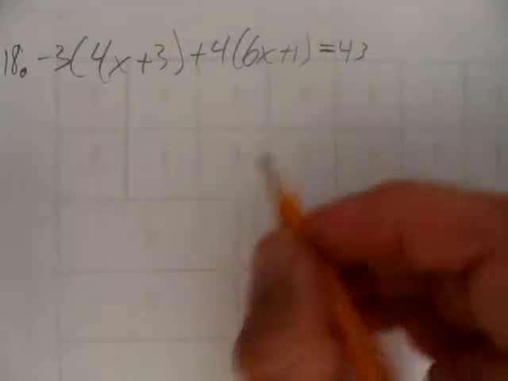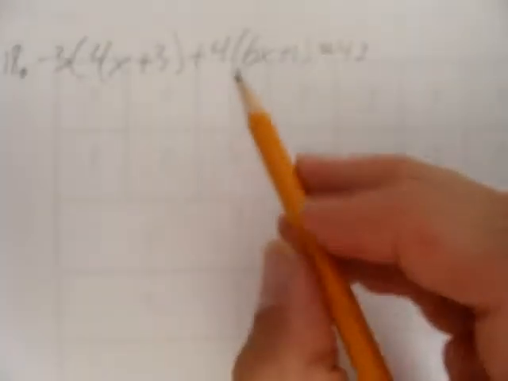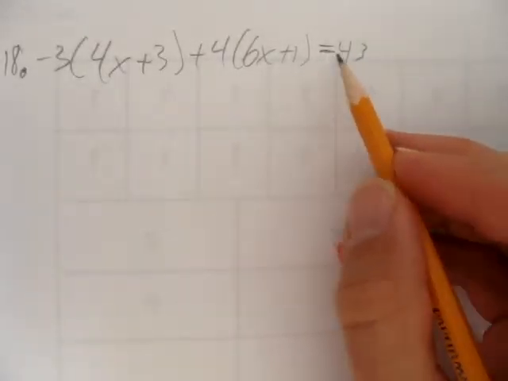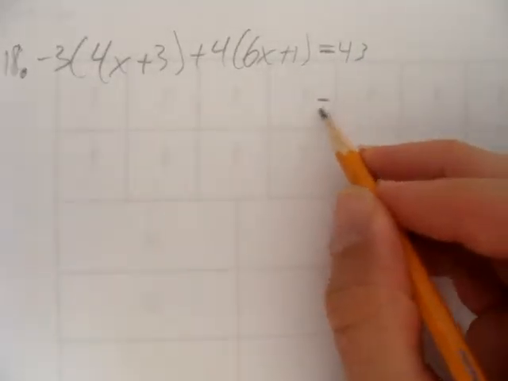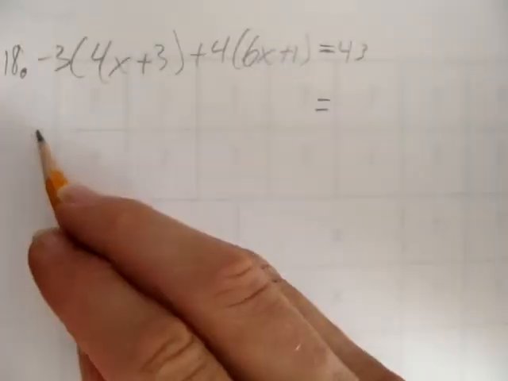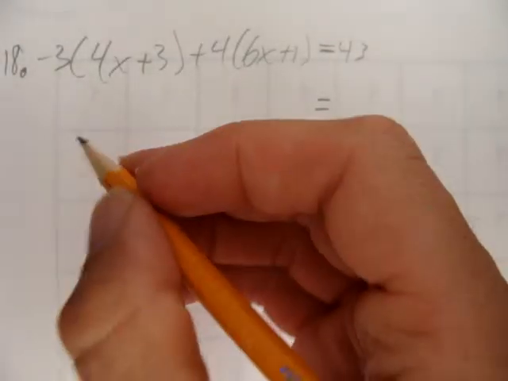Alright, let's try this one. We're solving a linear equation here. The first thing I know is because it's an equation, it's got this equal sign in the middle here, I should put that equal sign so I don't forget it. It doesn't go on the left, it goes right below where it was.